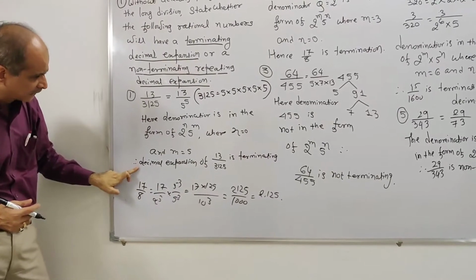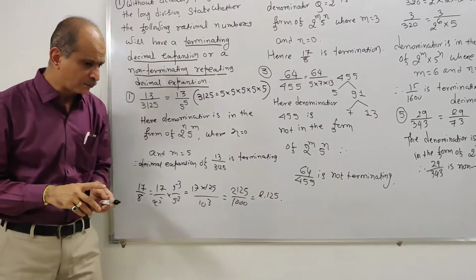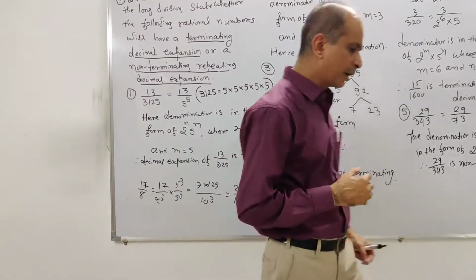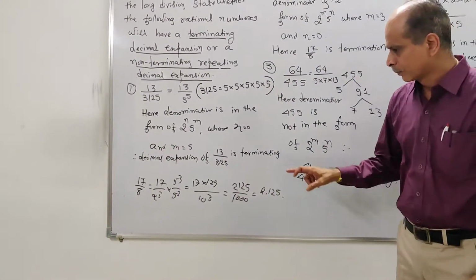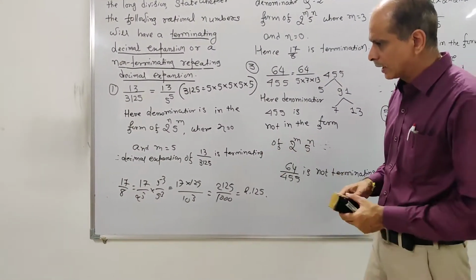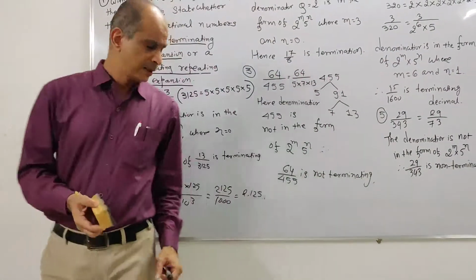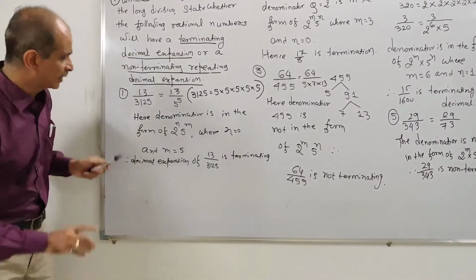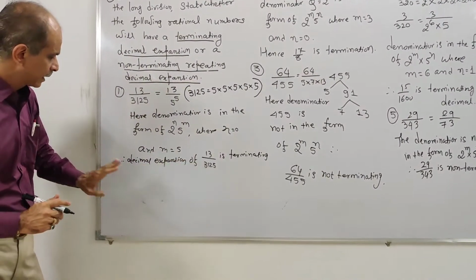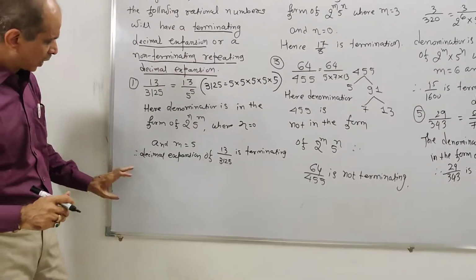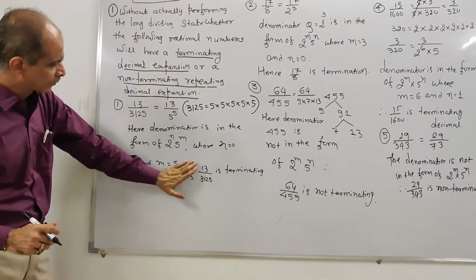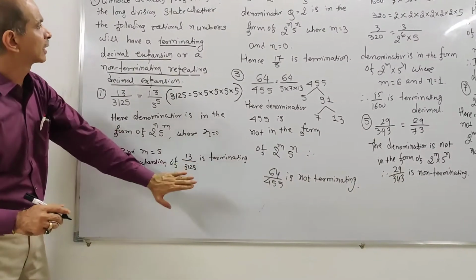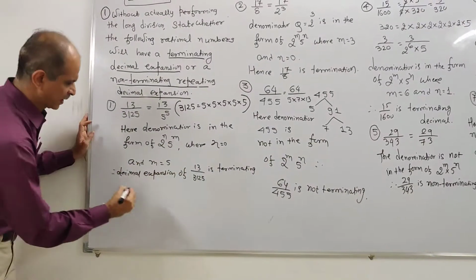So the decimal expansion of 13 upon 3125 is a terminating decimal expansion. There is no need to find the decimal expansion. You just have to check whether it is a terminating decimal expansion or not. So the decimal expansion of 13 upon 3125 is a terminating decimal expansion.